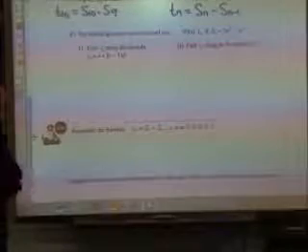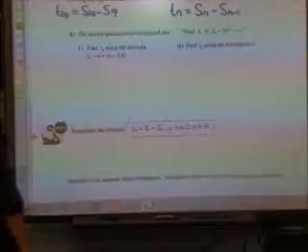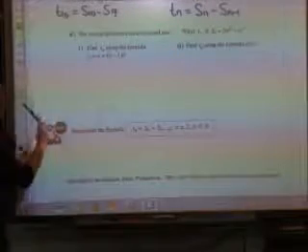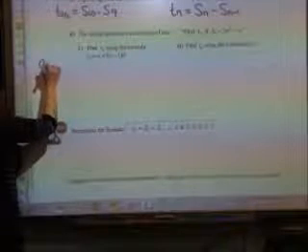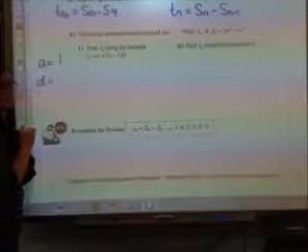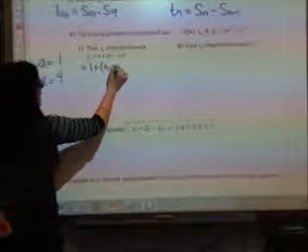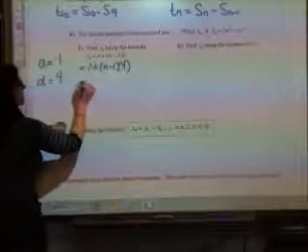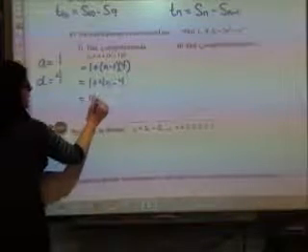The second question Corey received was find t of n if s of n equals 2n squared minus n. So in order to use the formula to find t of n, I need to know what my first term is. What was my first term? And I needed to know what my common difference was, which is? So then I would get 1 plus n minus 1 times 4. Remove the brackets. And then collect the like terms.